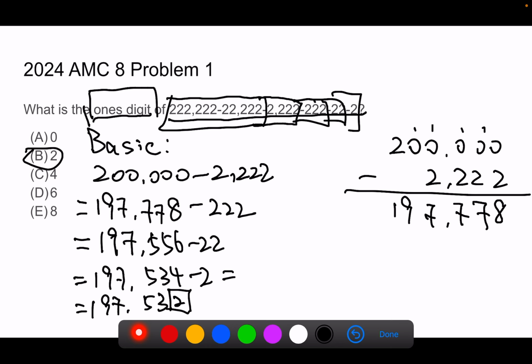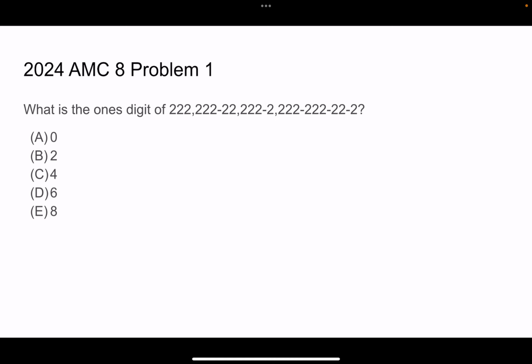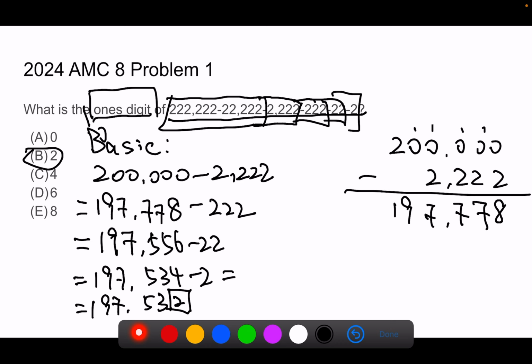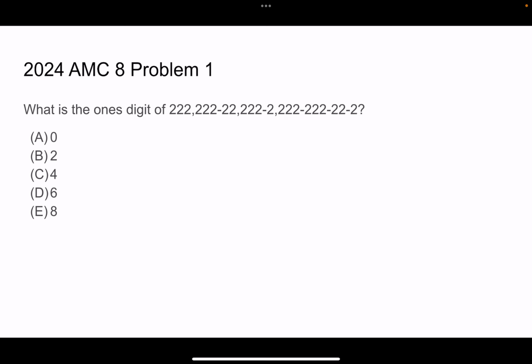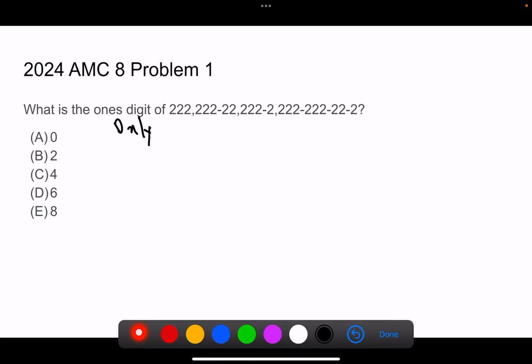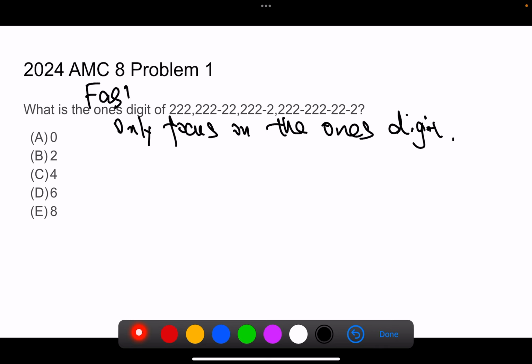So, for the faster way, what you need to pay attention to is that when you need to figure out the ones digit, other digits do not matter. So only focus on the ones digit. This is a faster way.